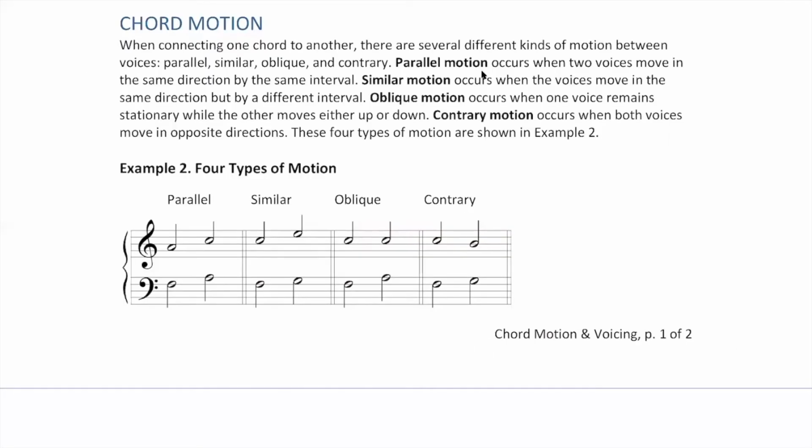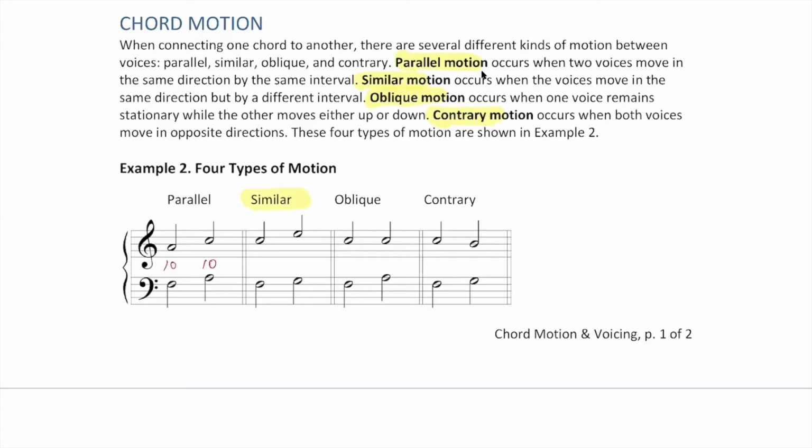Now I'm looking at example 2 from the chord motion and voicing guide. Parallel motion means that you move 2 voices in the same direction by the same interval. If we look at example 2, we have a tenth or compound third going to another tenth or compound third. And both parts are moving in the same direction. That is parallel motion.